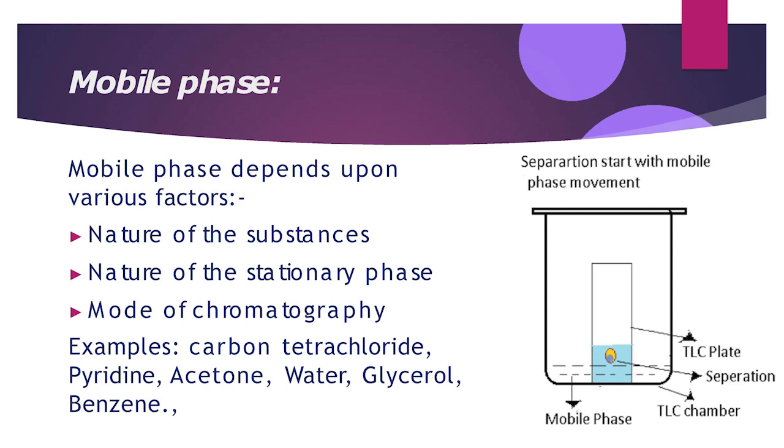Now see in this slide the mobile phase, how it should be chosen for effective separation, depending on the nature of the substance, the nature of the stationary phase, and the mode of chromatography. For example, we are using mobile phases such as carbon tetrachloride, pyridine, acetone, water and glycol and then benzene.